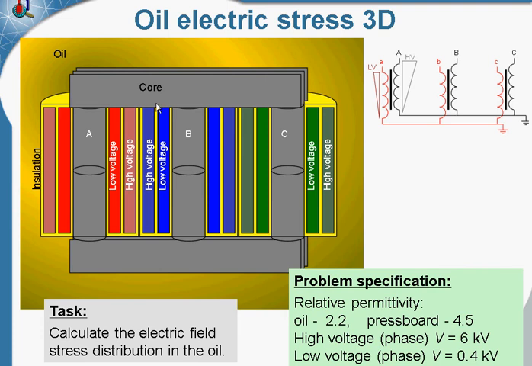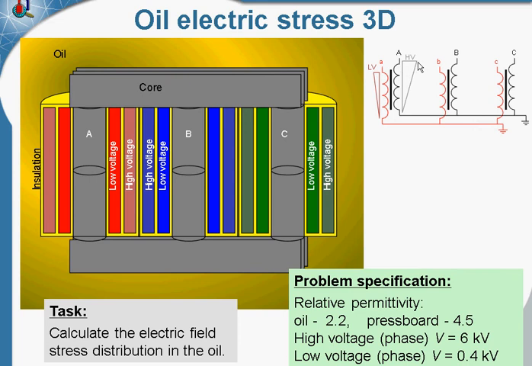Again we have the grounded core, three-phase winding, oil, pressboard insulation and the tank. If you check the electric circuit, you will see that the voltage changes linearly along the winding height. At the bottom the voltage is 0, at the top the voltage is maximal.